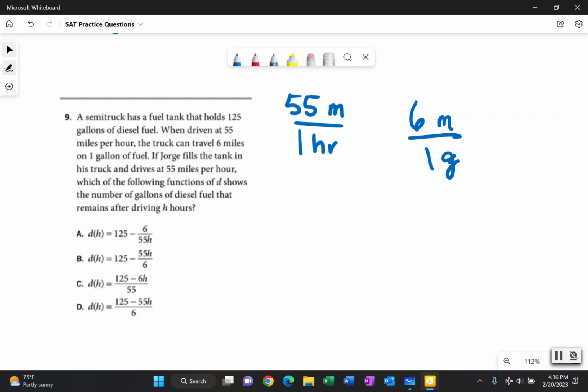Today we're taking a look at an SAT math practice problem. These are great if you're prepping for the ACT or the SAT. It's still good practice nonetheless. Here we're given a word problem, and let's take a look.